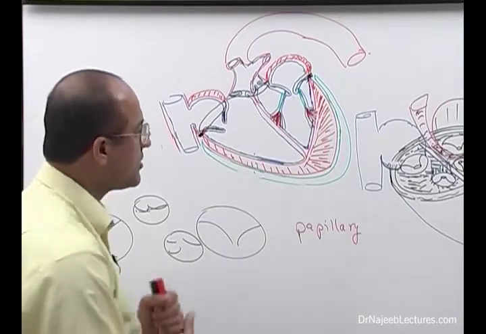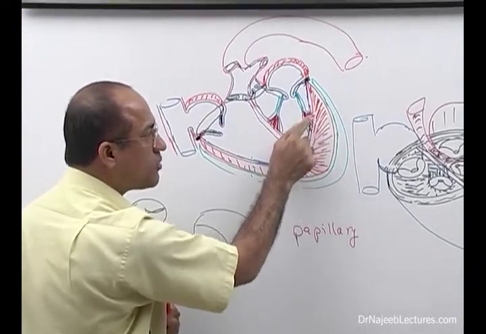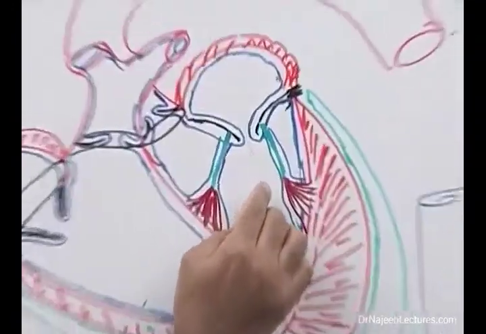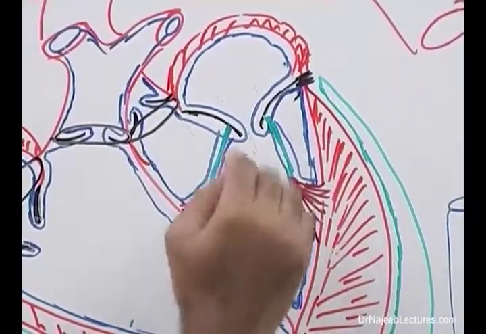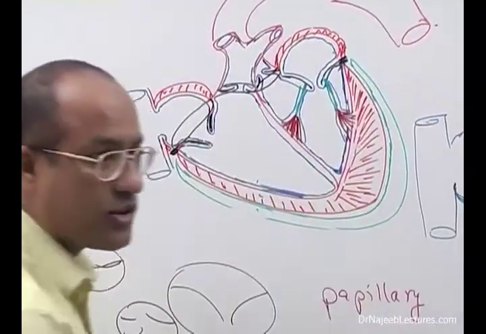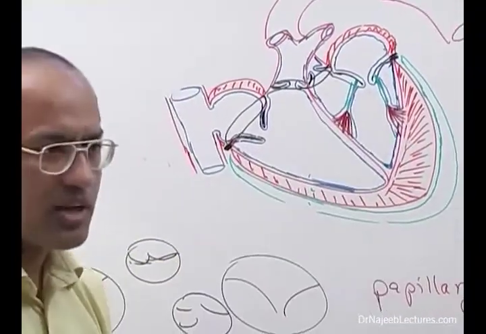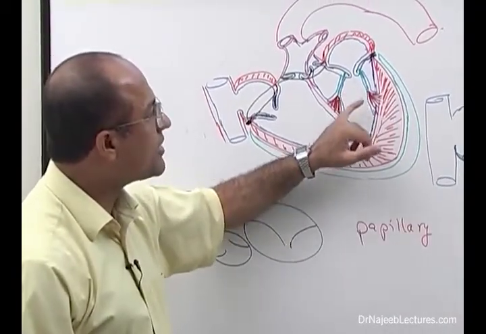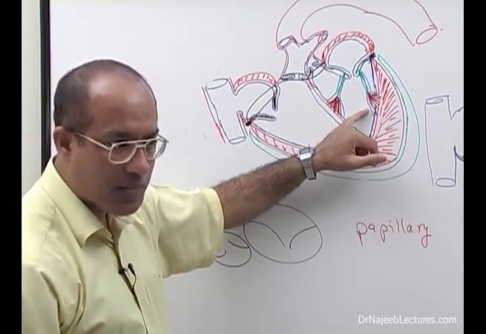So what really happens is, when the left ventricle contracts, these muscles also contract and keep these cords taut, and these cords don't allow the valve to evert backward. So they prevent regurgitation or incompetence of the valve, right? This is called the chorda tendineae papillary muscle apparatus.